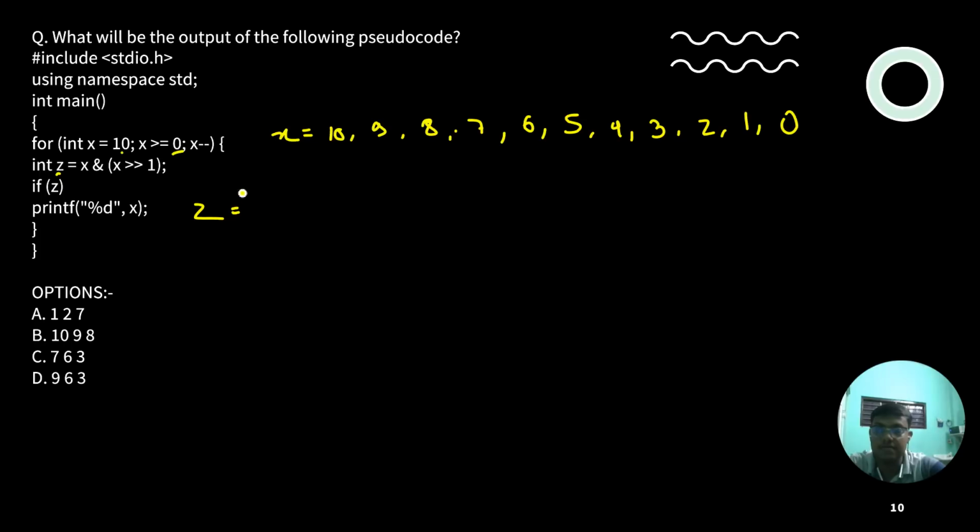Now Z would have AND operation between X and X right shift 1. So first value of X is 10, and that is written as 1010, and right shift would be 101, and the final answer would be 000. Now it is checking whether Z has some value or not. If Z is 0, this operation would not be done, and we move inside loop. We go for the next iteration, or else the value of X would be printed.